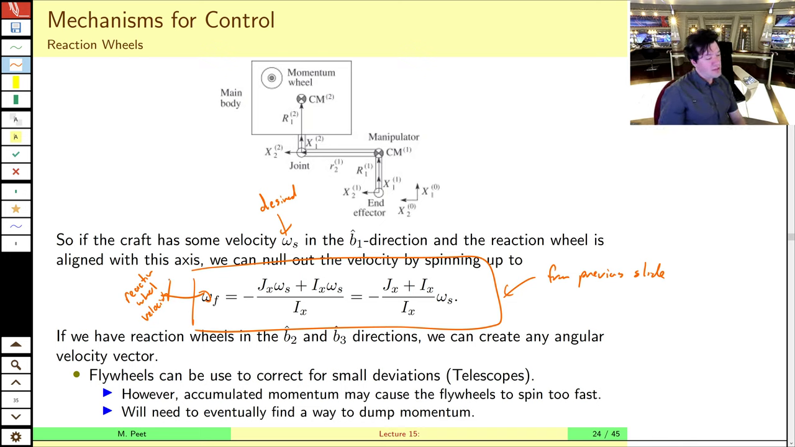Again, we typically use these continuously to compensate for torques. So here's a robot arm. It needs to be able to create force on the end effector, say by manipulating something. That's going to create a torque on the spacecraft, which is then countered by the reaction wheel in real time, continuously, so that you can manipulate things with your robot arm.